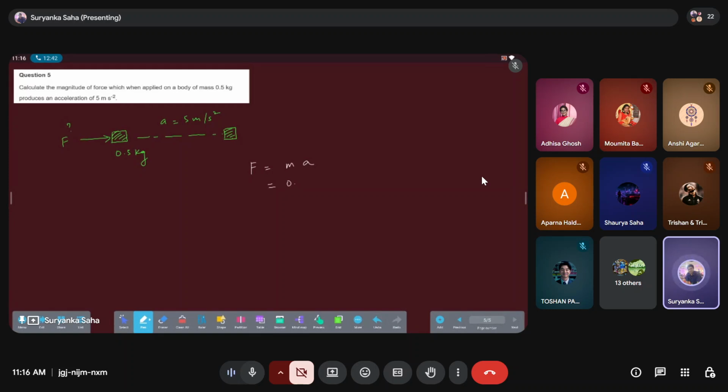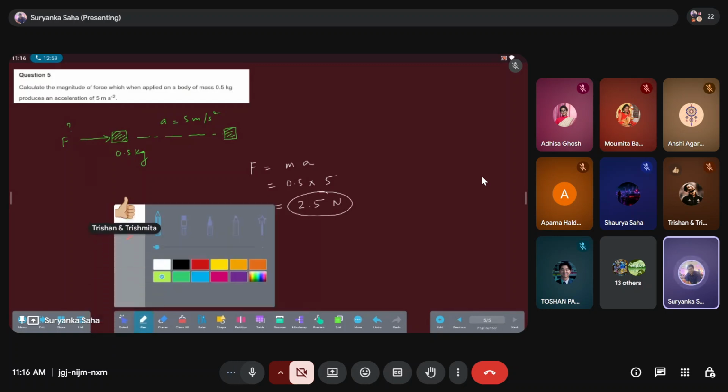Mass is 0.5. Acceleration is 5. So how much? 2.5. It is 2.5. 5 times 5 is 25, and the decimal point is there. So this is in Newton because we are finding out force, isn't it? So this is the answer.